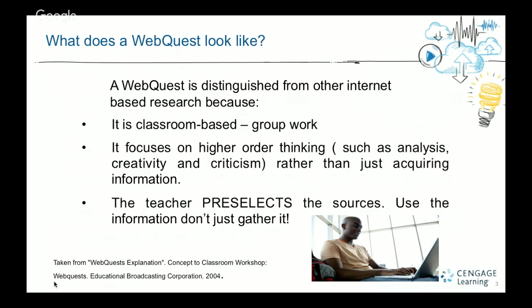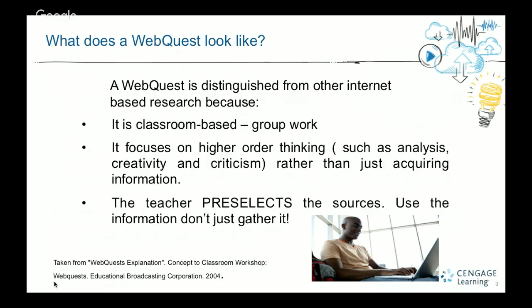This is not about acquiring information. So if you ever see a teacher telling you that he or she is doing a WebQuest and she just gives the students the instruction to look up information on the web, you can say with absolute certainty that that is not a WebQuest, because this is about criticism, creativity, analysis, not just acquiring information.